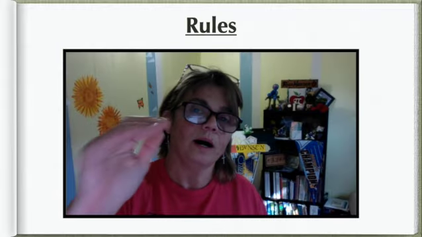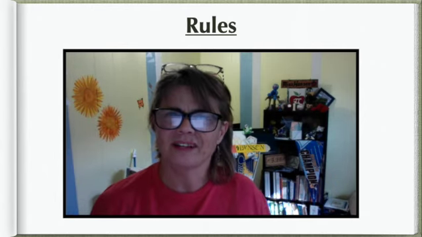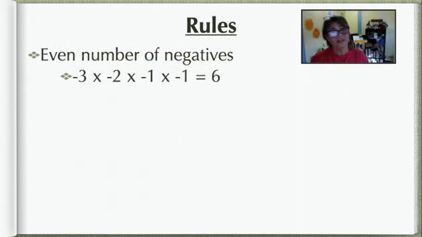These rules come alive more so when you have more than two factors that you're dealing with. Let's take a look at that. Once again, we're looking at an even number of negatives, but this time we have more than two factors. So here we've got 4 factors, negative 3, negative 2, negative 1, and negative 1. All 4 are negative. That's an even number of negative factors, so the answer is positive. Here's how it works. Negative 3 times negative 2 is positive 6. Positive 6 times negative 1 is negative 6. Negative 6 times that last negative 1 is positive 6, because a negative times a negative is a positive.